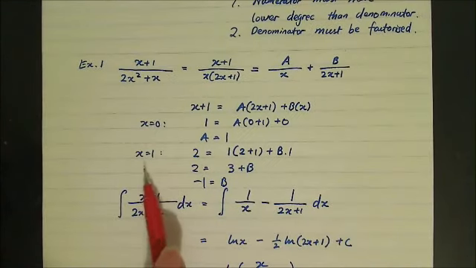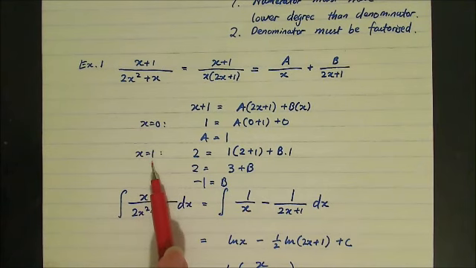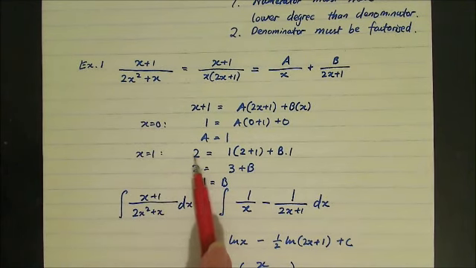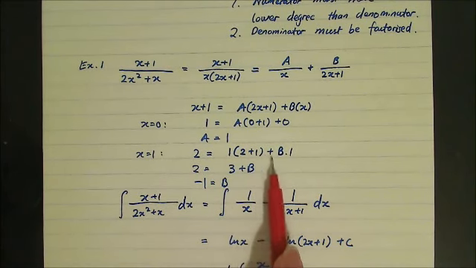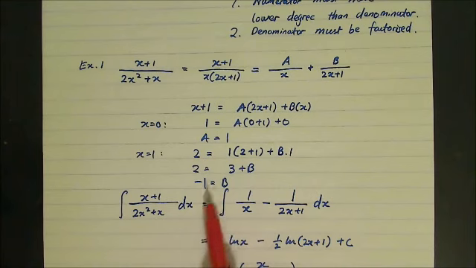Now that we know what a is, we can let x equal 1 and substitute all that in to get 2 equals, since a is 1, 1 times 2 plus 1 plus b, which tells us that b is minus 1.